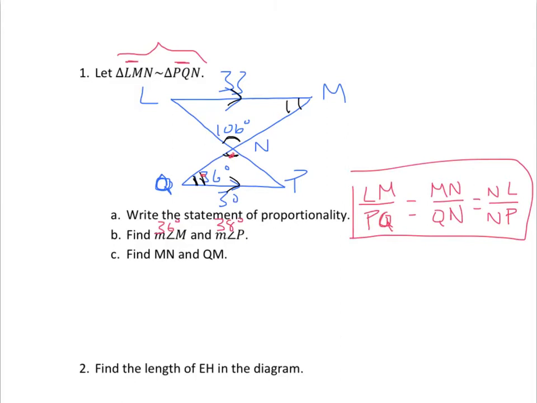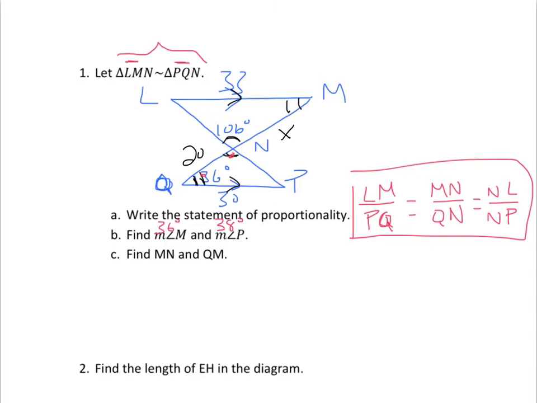I'm going to tell you that QN here is 20. Okay, so if I tell you that QN there is 20, we're going to have to use our ratios to find the lengths of our sides. So we're going to find MN first. If we find MN, that's going to be our X.